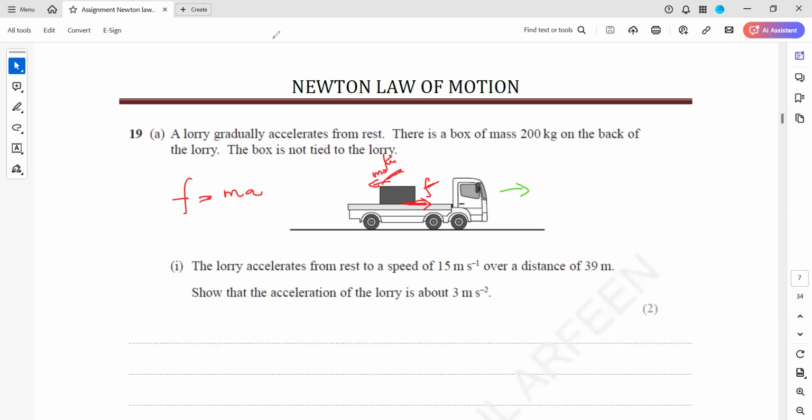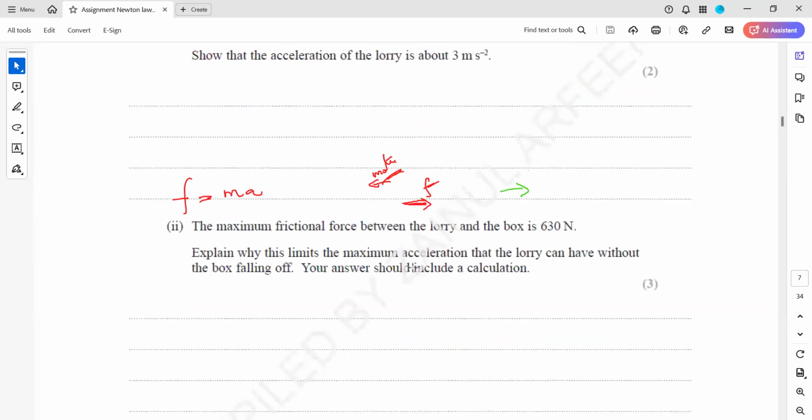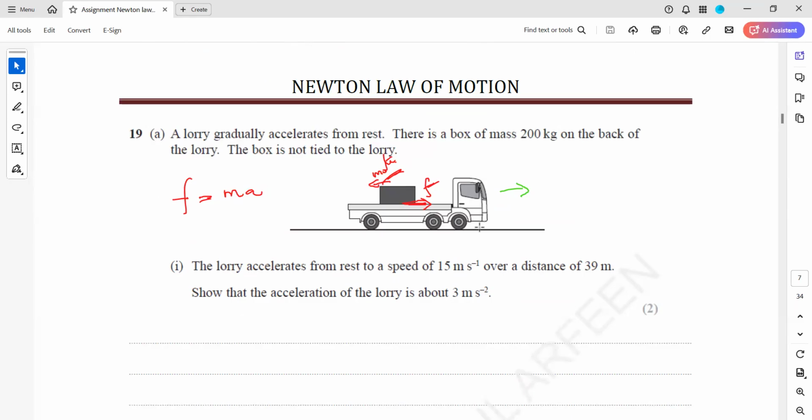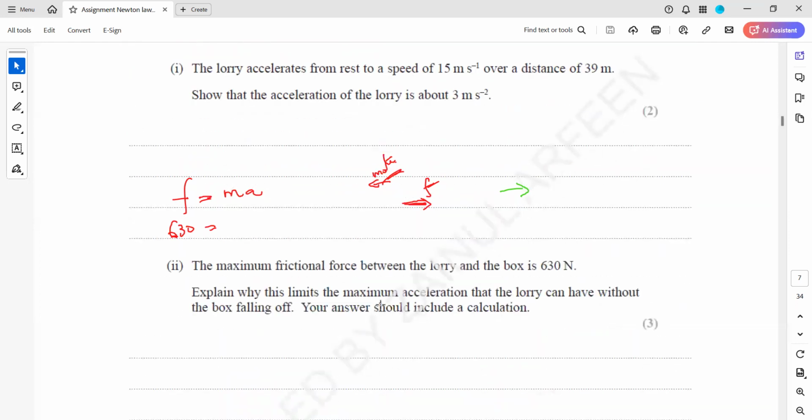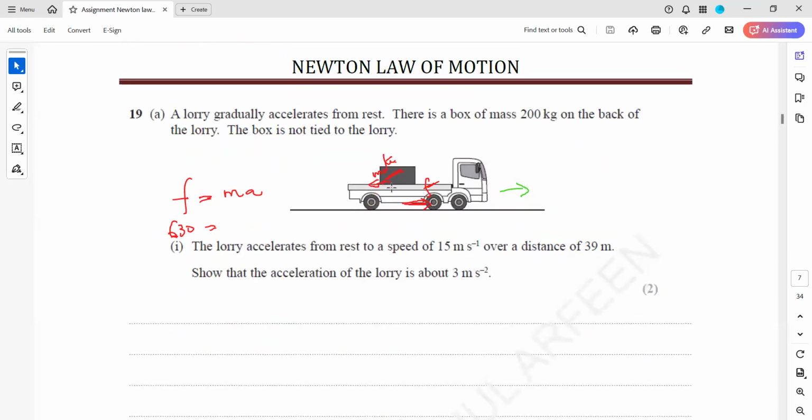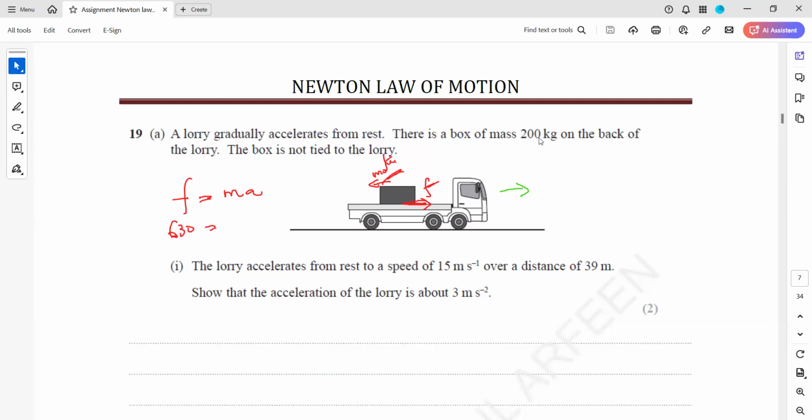So in the question, the maximum friction force can be 630. Because there is a limit to which the friction can oppose the motion. The mass of the box is given in the question, that is 200. So if we divide 630 by 200, what could be the maximum acceleration of the box? The maximum acceleration of the box could be 3.15 meter per second square.